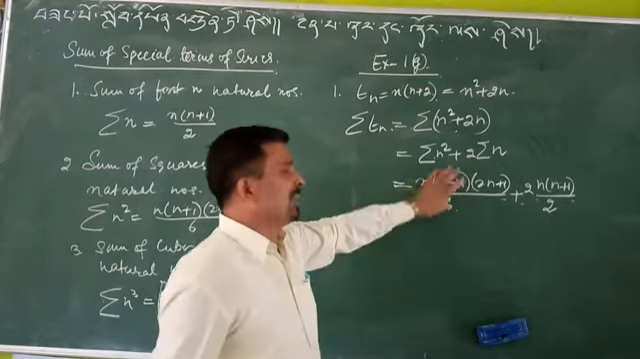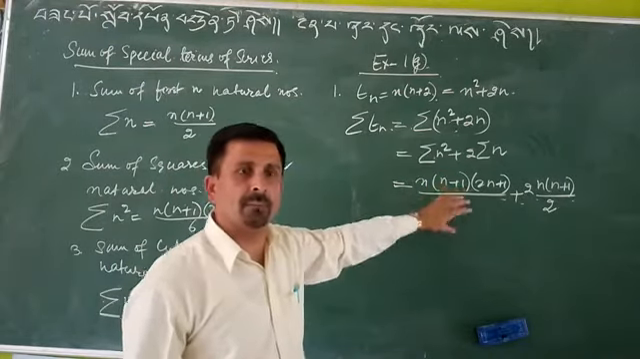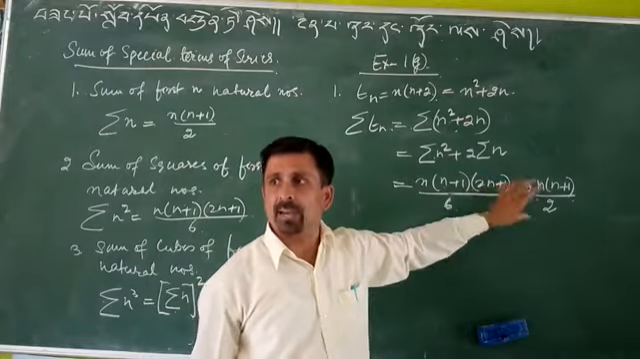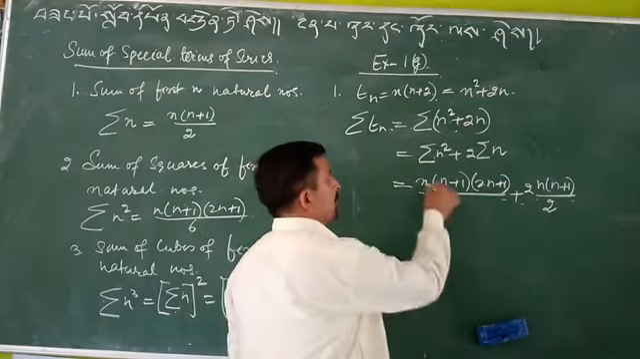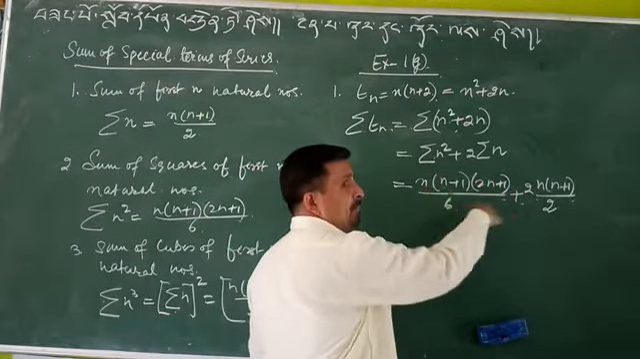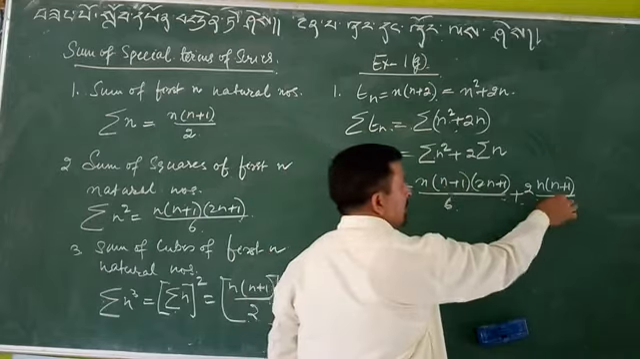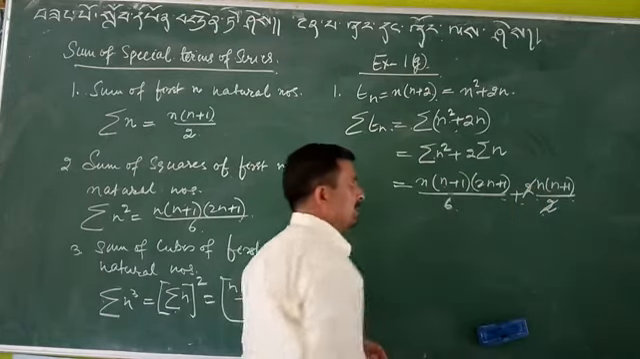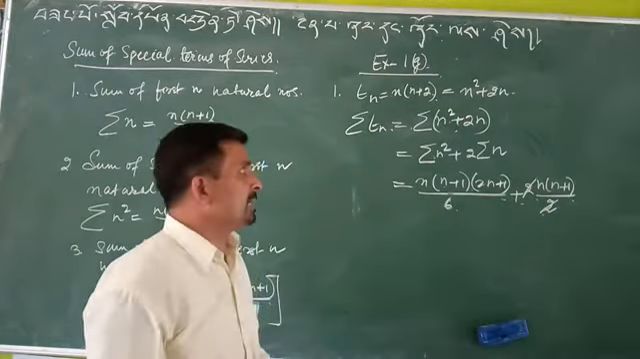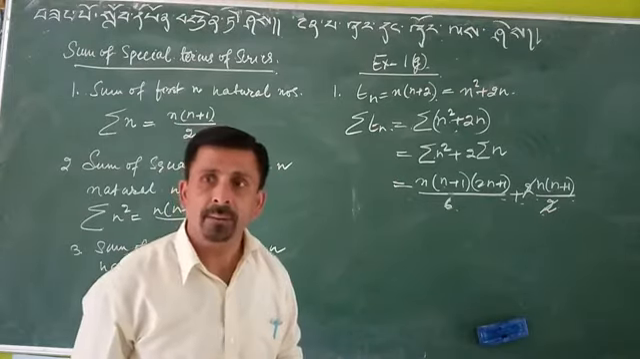Now, we need to reduce the fraction. We need to simplify the fraction, if it can be. This part cannot be done anything, we can't simplify this part, but this part can be simplified. This and this is cancelled. Am I right? Yes, sir. Is it okay? Yes, sir.